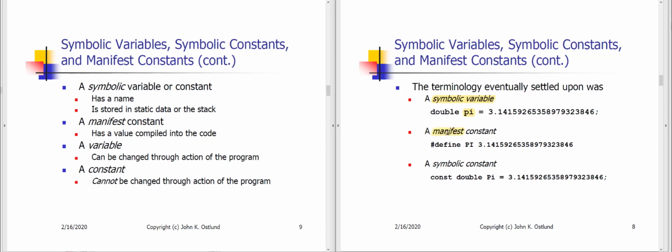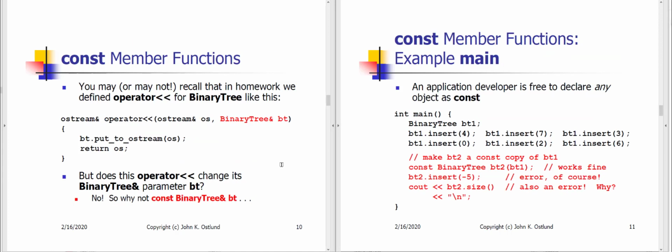A manifest constant, on the other hand, uses the pound define mechanism and simply replaces a token with some other sequence of characters. That's compiled directly into the code and can't be changed. Then a symbolic constant has a symbol associated with a certain value stored in memory. That value has a data type, but that value cannot be changed, even though it is stored in one of the data areas of memory. Okay, and so slide 9 summarizes the distinctions between these terms symbolic and manifest and variable and constant.